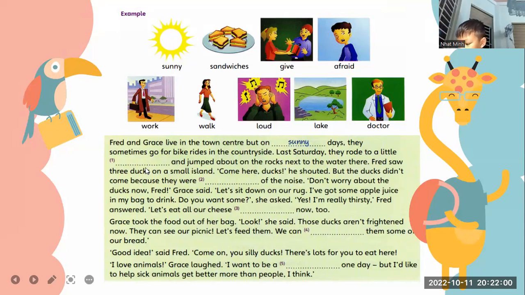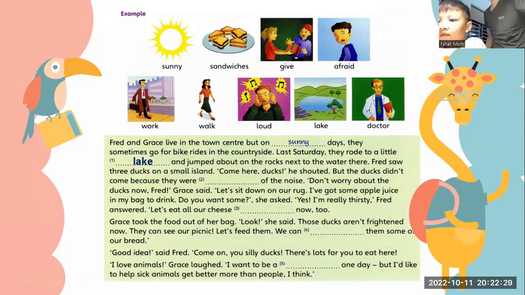Okay, wait a minute. What is your answer to number 1? It's a lake. Okay, that's lake. What about number 2? They were afraid. Okay, what's your answer to number 2? It is afraid. Very good. How about number 3?